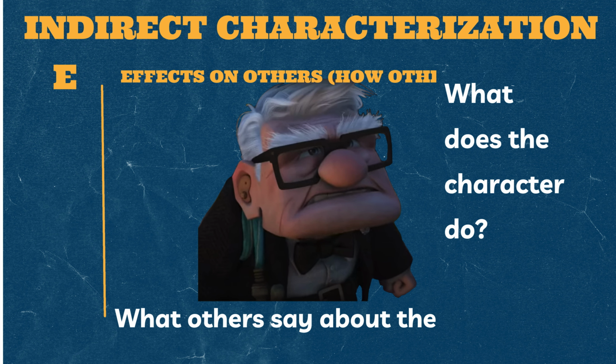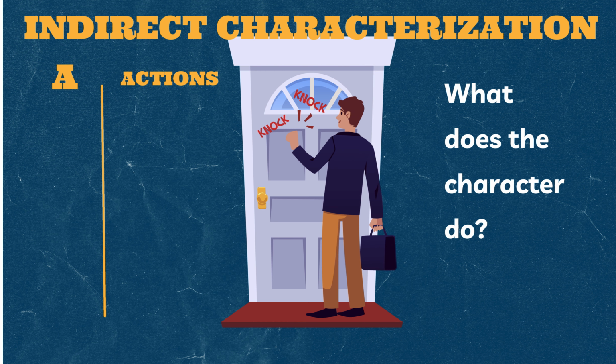Next one is A, the action. What does Russell do, or what actions did he make in the scene? Okay, yes. He knocks on the door, he introduces himself, and he keeps trying to talk to Carl. Even though Carl is grumpy, Russell did not give up. His actions show that he is brave, persistent, and kind-hearted.